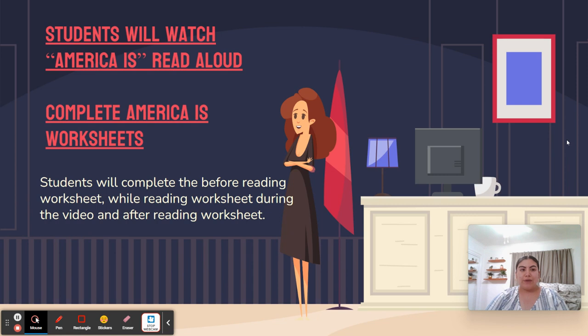So then I would have students go ahead and complete a worksheet for American Is. So students will complete a worksheet before reading and or listening. In our case, we would be listening to a read aloud of a story called American Is. So they would complete an assignment before we would start the reading. And they would also complete a worksheet during the reading and then a worksheet after the reading.